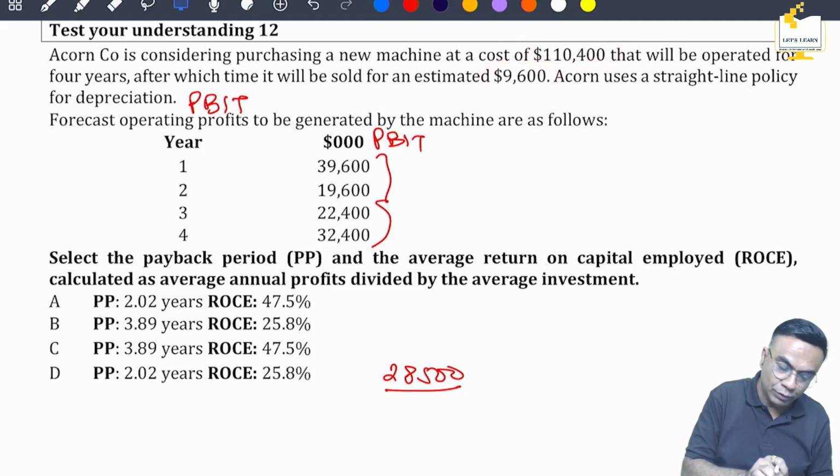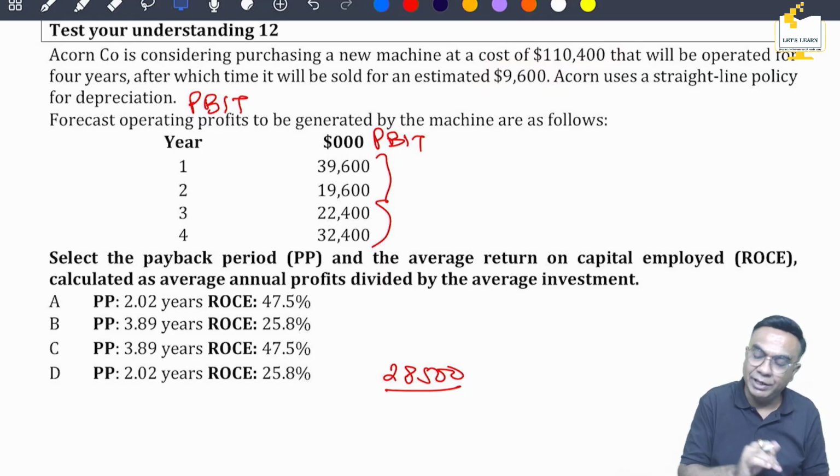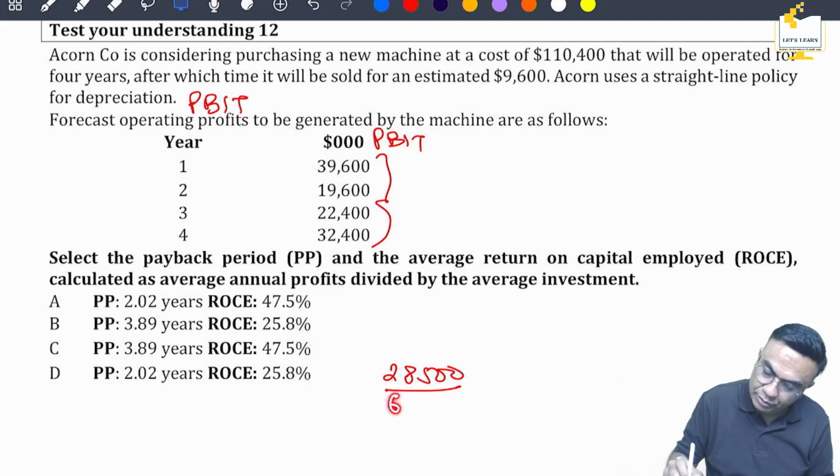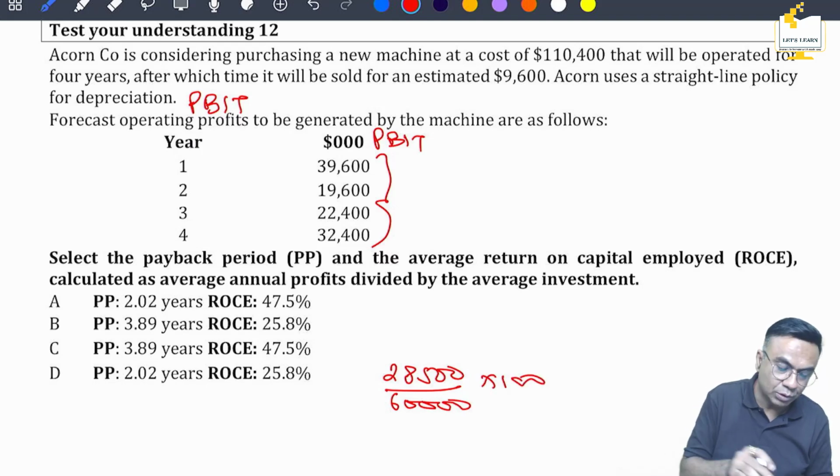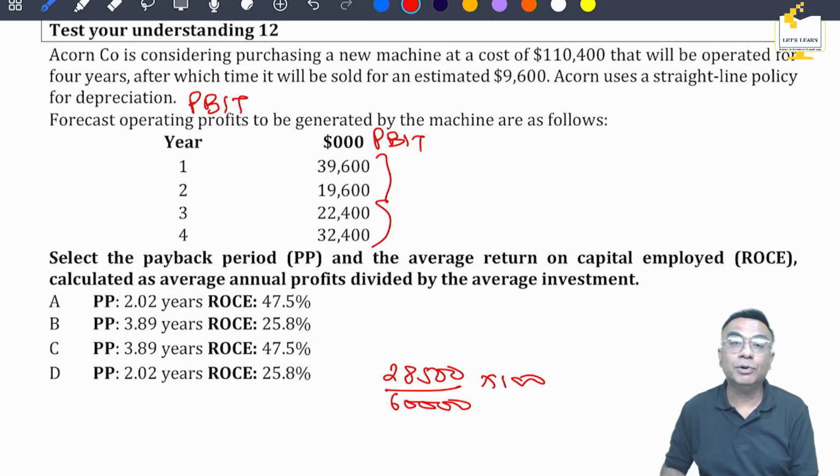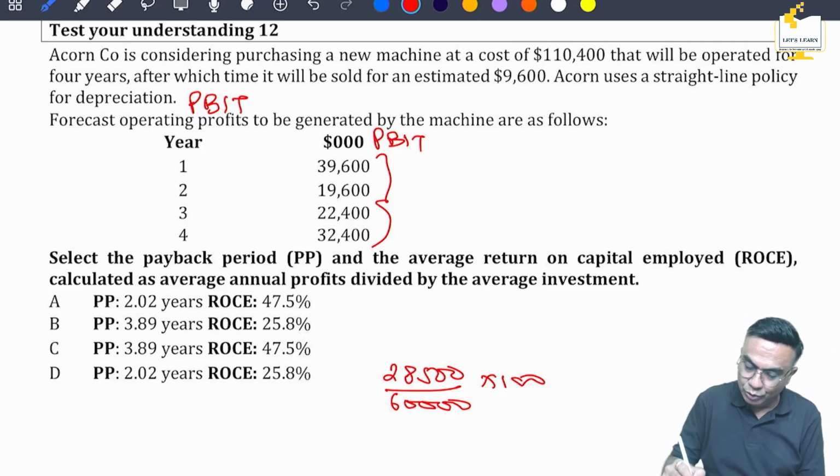So 110,400 plus 9,600 divided by 2, that is 1,20,000 divided by 2, 60,000. So this is 60,000 into 100, that comes to how much? So 28,500 divided by 60,000. 47.5% is the answer. So return on capital employed, either this or this.